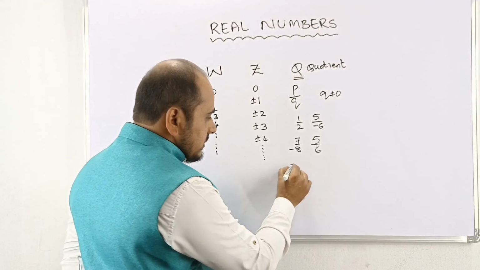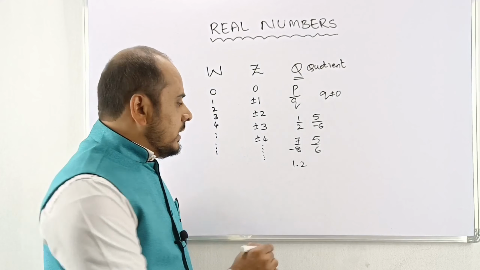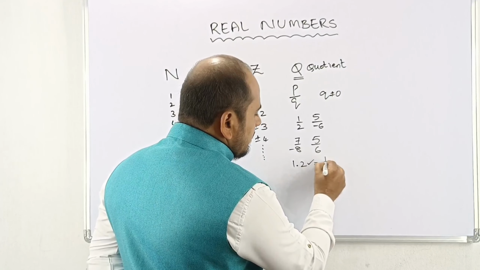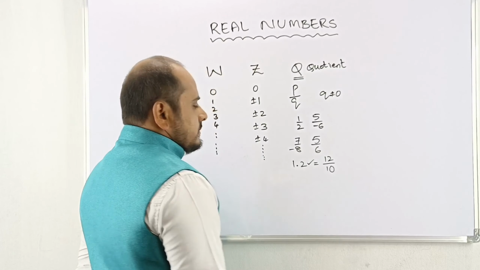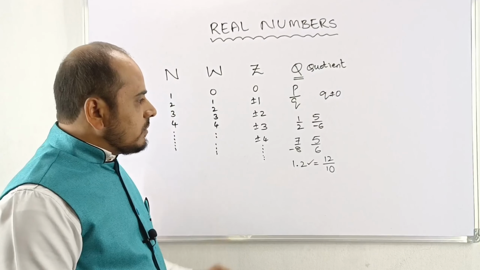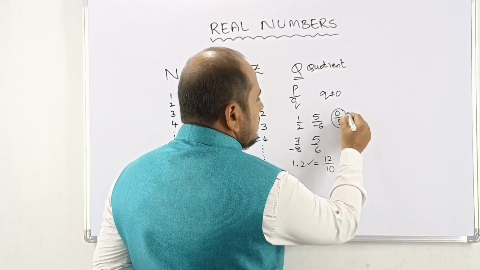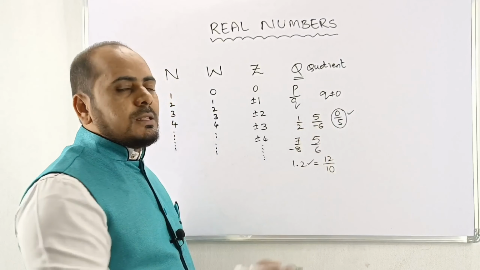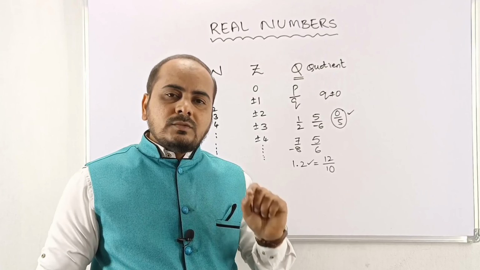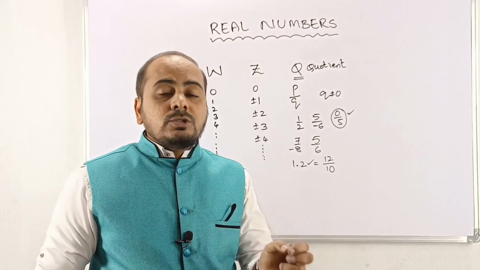Now come to the next question, that is 1.2. Is this a rational number? Yes, it is also a rational number because 1.2 can be written as 12 by 10. Hence, now it is in the form of P by Q. Now one more question, my dear: 0 by 5. Is this a rational number? Yes, we can say that 0 by 5 is also a rational number. Here 0 is in the numerator, hence we can consider it as P by Q form. Here our condition is that Q should not be 0.